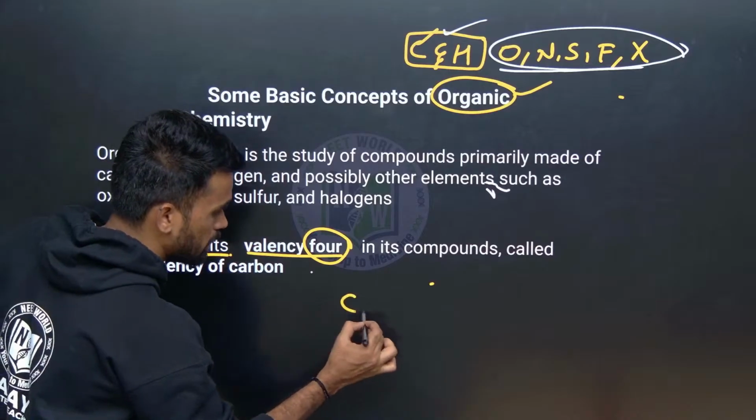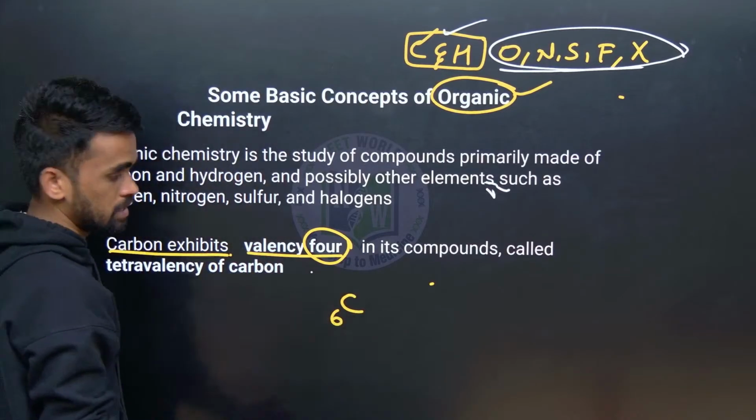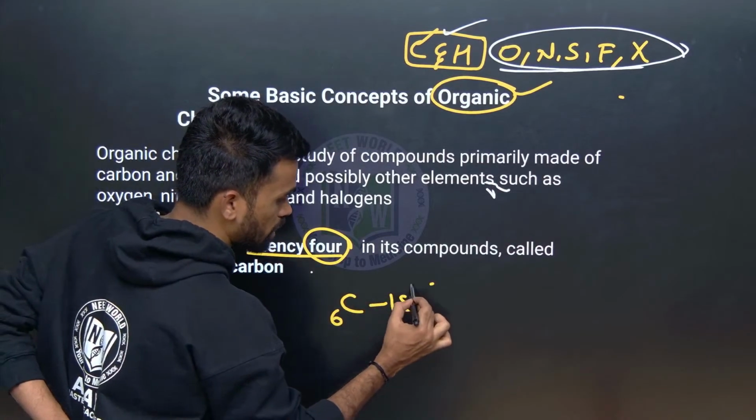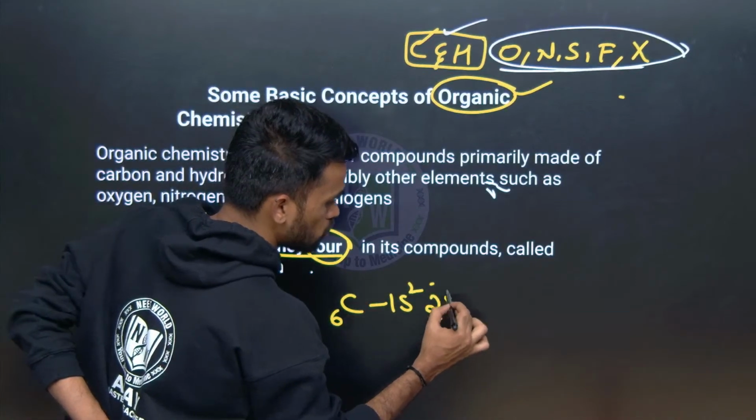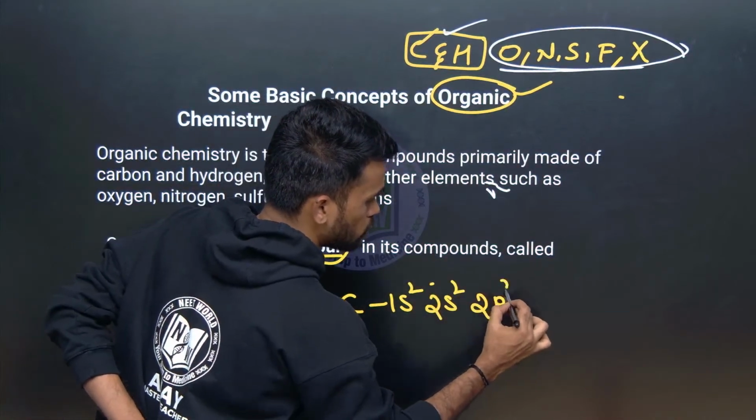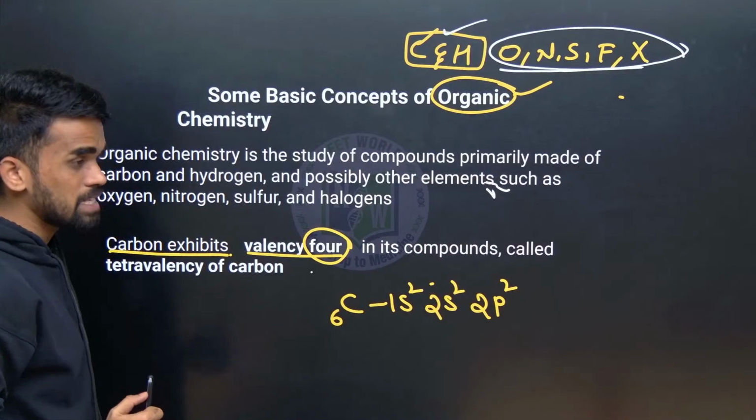Carbon has atomic number 6. So you can write the electronic configuration 1s2, 2s2, 2p2. Now what is the valence electronic configuration?